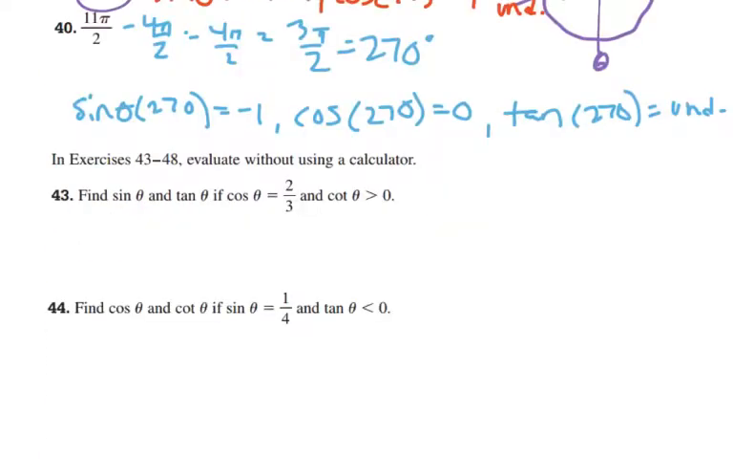And so 2 more sections here. The first one, evaluate without using a calculator. Sounds like a plan. We're going to find the sine and tangent if the cosine is 2/3. So other than the cosine of 2/3, meaning the adjacent side is 2 and the hypotenuse is 3, they're also telling you that cotangent is going to be positive.